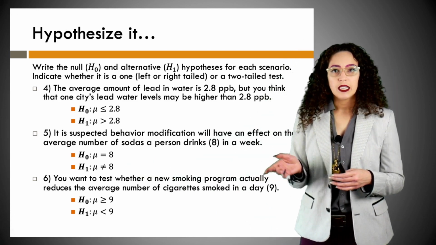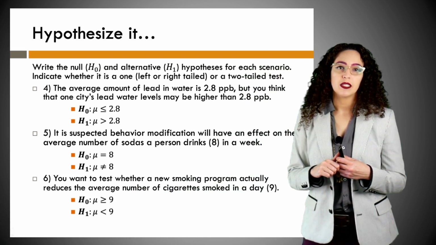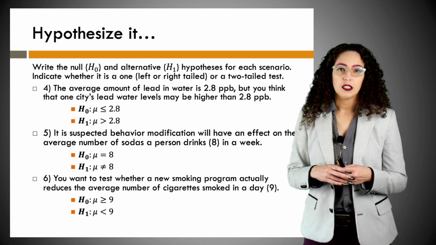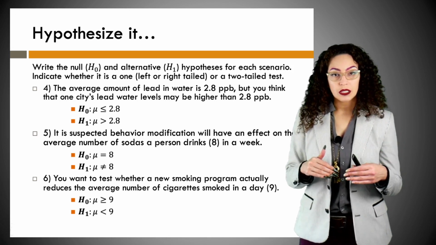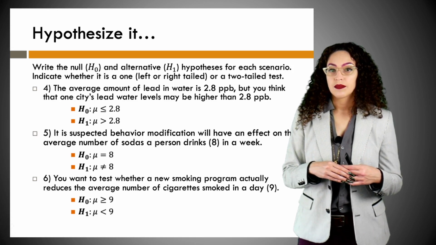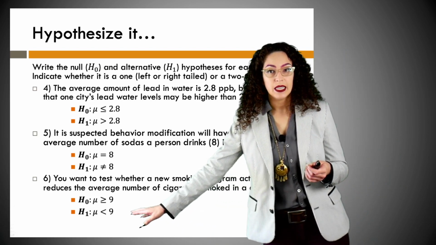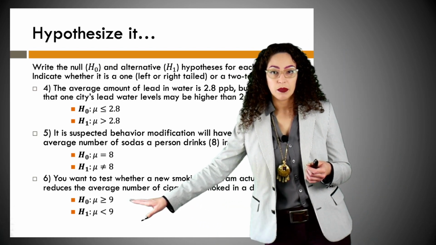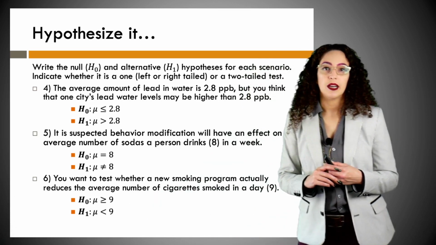Number 6, you want to test whether a new smoking program actually reduces the average number of cigarettes smoked in a day, in this case 9. So we have a key word here, reduces, lowers. So we're dealing with a one-sided left tail. Our alternative hypothesis would be mu is less than 9. Now that we know the alternative, we just mirror it and put the equality, and we have mu is greater than or equal to 9 for our null hypothesis.